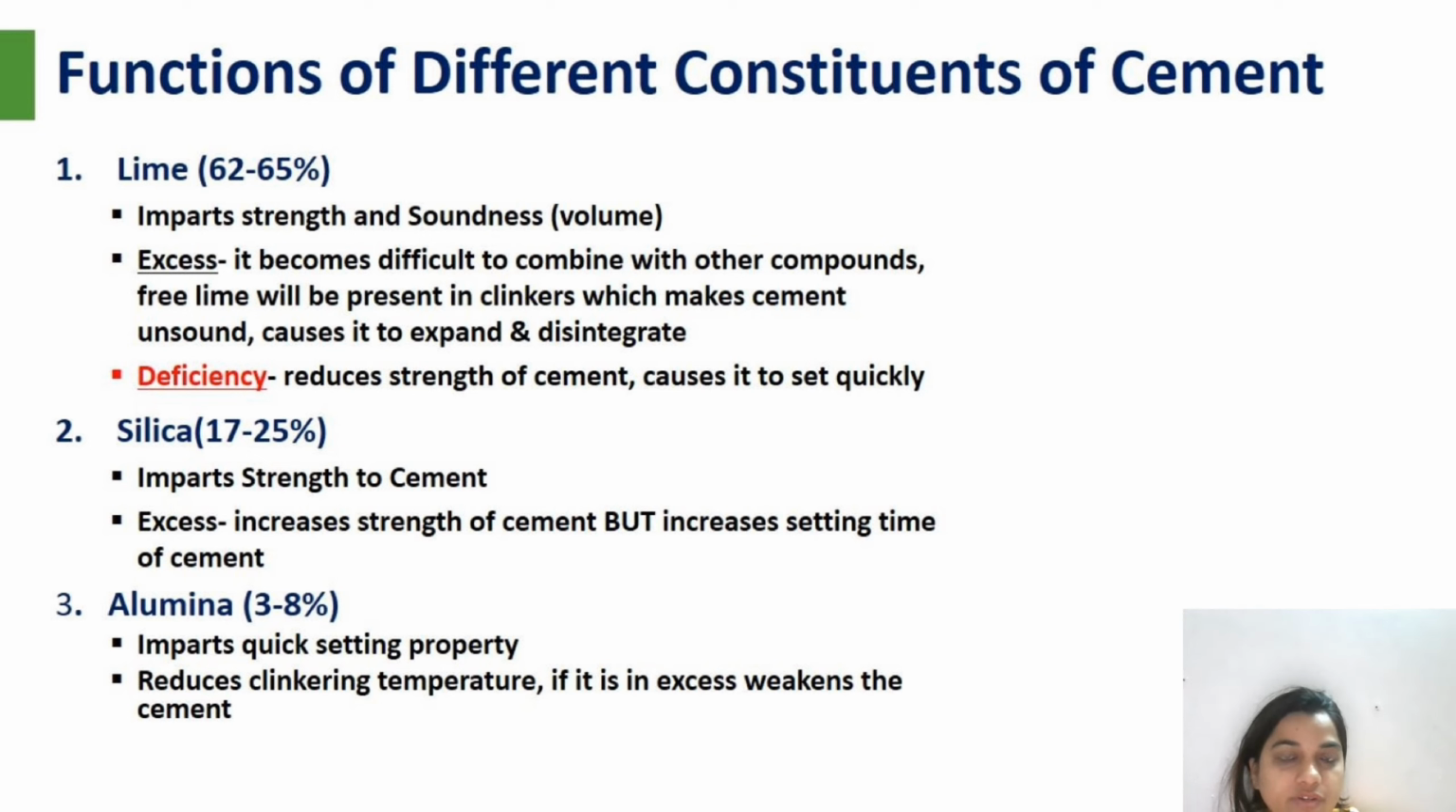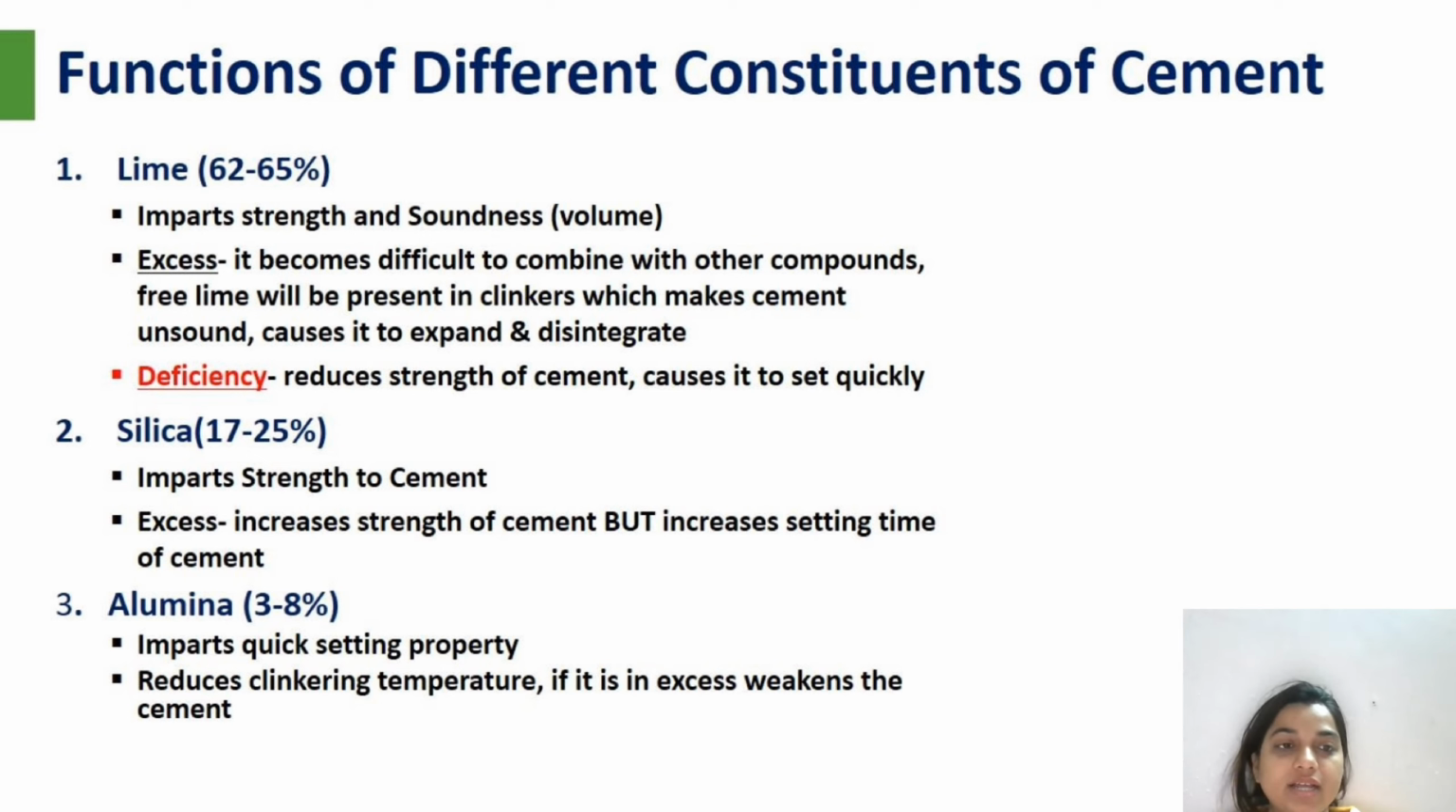Now the functions of the different constituents of cement. First, the maximum percentage constituent of cement is lime, at 62 to 65%. It imparts strength and soundness. Soundness means resistance towards change in volume, and lime is responsible for it. If it is in excess, it makes the cement unsound and causes it to expand and disintegrate. If the percentage is less, it reduces the strength of the cement and causes it to set quickly.